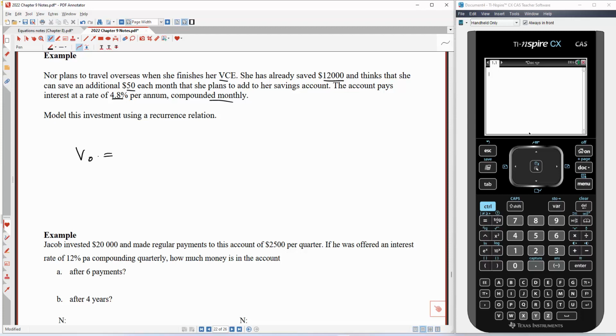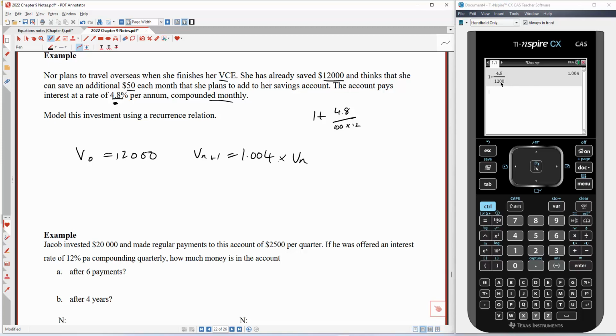So V0 equals 12,000, the initial value of the investment. Vn plus 1, the next term in the sequence, is generated using the R value, based on the 4.8. It's 1 plus 4.8 over 100, times 12 since we compound monthly, or 4.8 over 1200. Let's type that into our calculator: 1 plus 4.8 over 1200, and we get 1.004 as our R value.